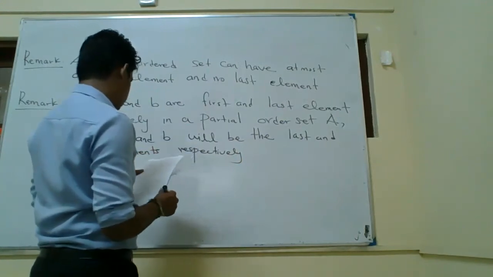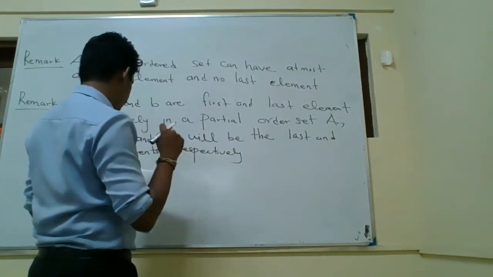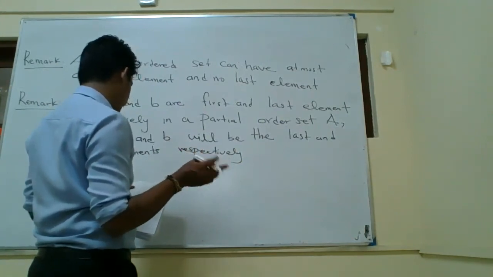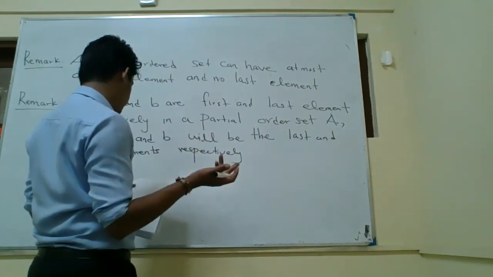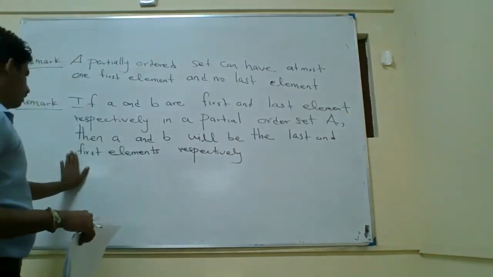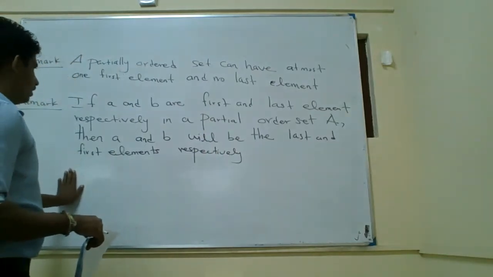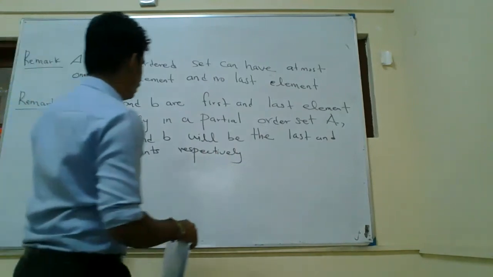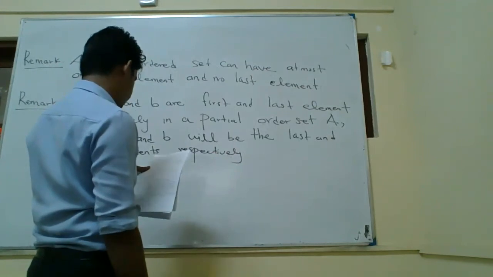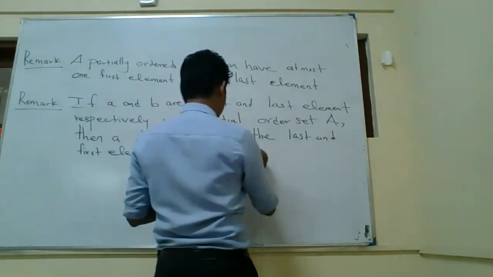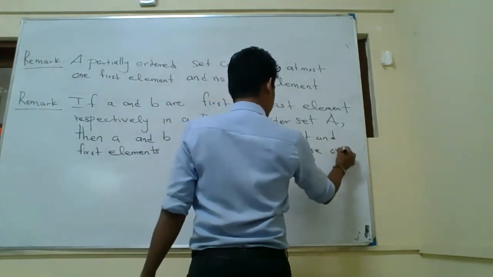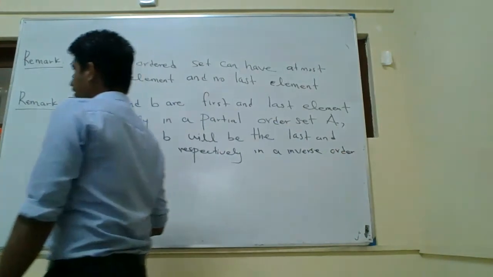Suppose A and B are the first and last elements of the partially ordered set A. Then A is the last element and B is the first element for the inverse order. A and B will be the last and first elements respectively in the inverse order in A.